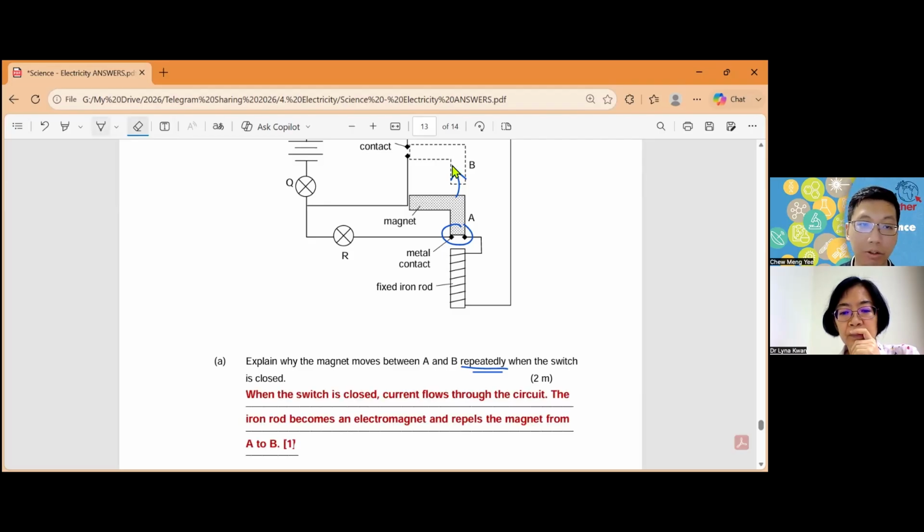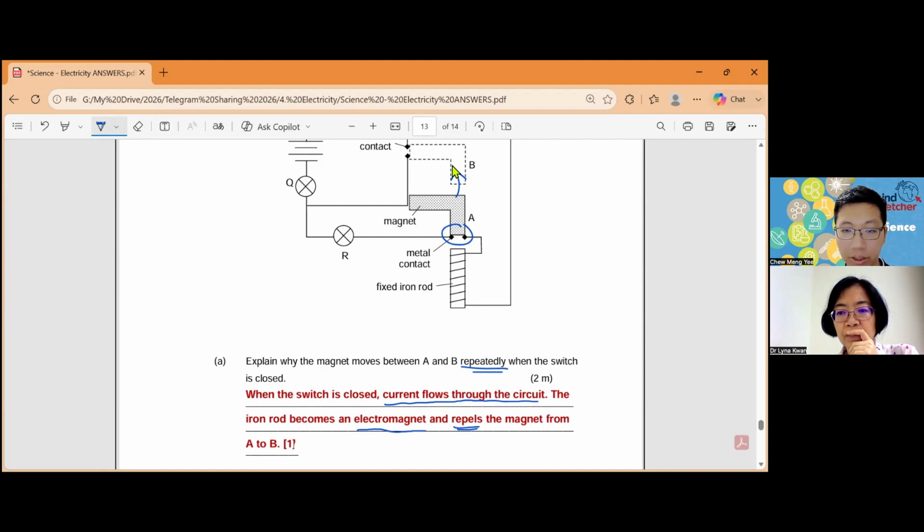All right? So first thing, the current flowing through the circuit, current forming an electromagnet, then the attraction or repulsion, then the observation from A to B. This is just talking about it going from A to B. We have not mentioned why it's a repeated process.